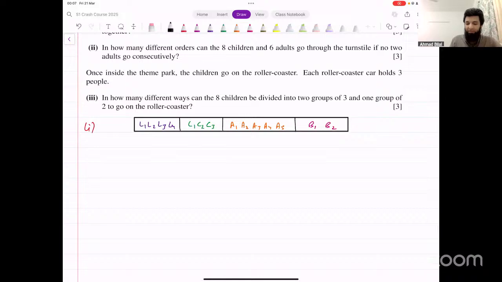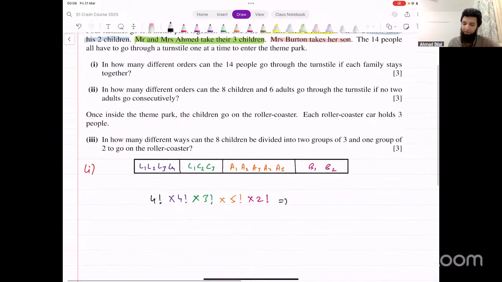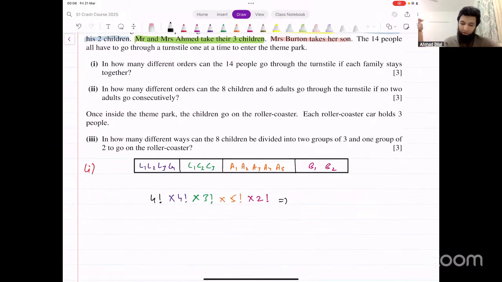And how many ways can we arrange them? 4 factorial, right? 4 boxes. And then 4 factorial for the Lynn family, 3 factorial for the O'Connor family, 5 factorial for the Ahmed family, and finally 2 factorial for the Burton family. And that should give you the result. That's the number of different arrangements that we can have of these 14 people. That's 829,440. Thank you.